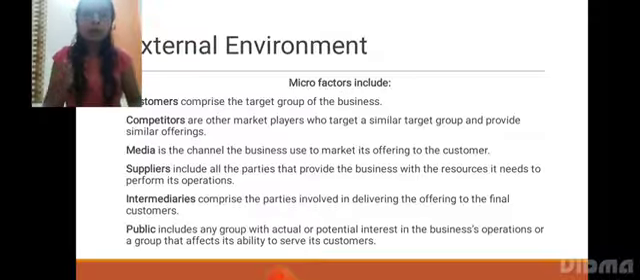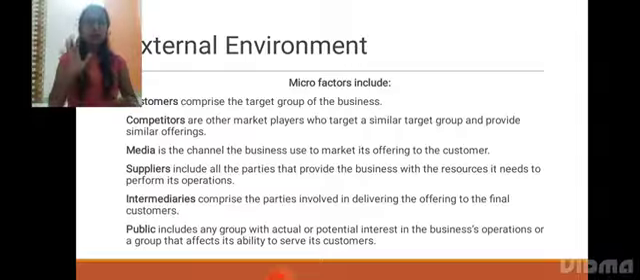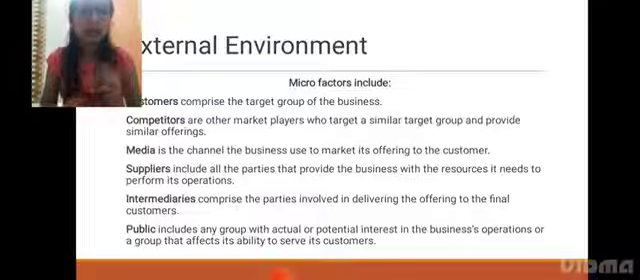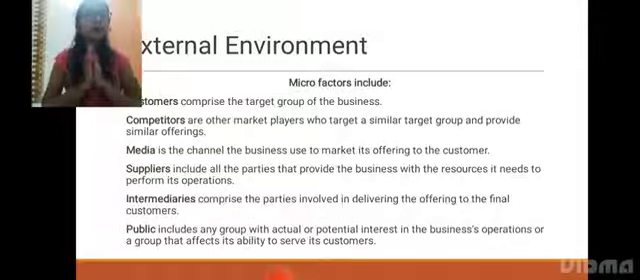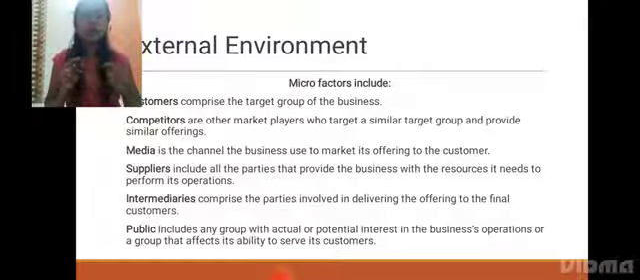So micro factors include customers, competitors, media, suppliers, intermediaries, and public. Now we'll see them one by one. Customer is the king of the market. As I said, customers are fluctuating and changing. Customers have tastes, and taste preferences are changing day by day. So we have to satisfy the customer, because the customer has so many options.